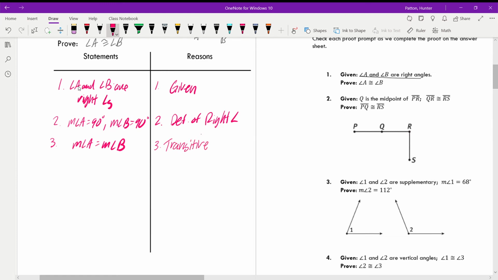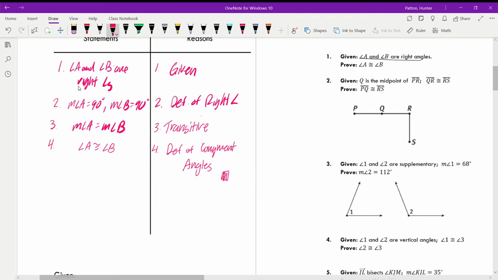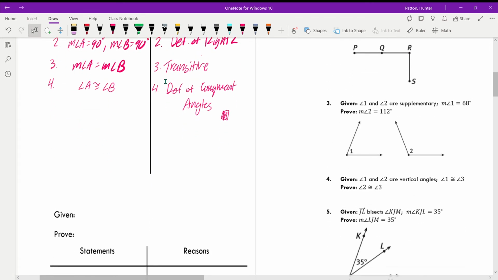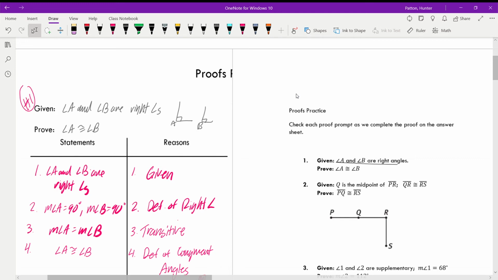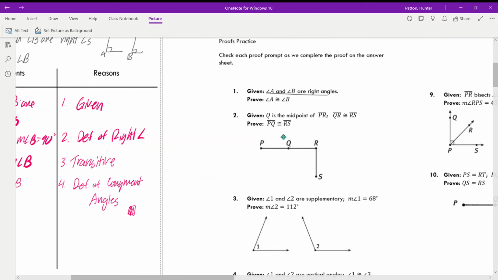Now, I'm not at my proof statement yet. I have one more step to say my two angles are congruent. If the two measures are equal, then the angles themselves are congruent by the definition of congruent angles. And that's it, we're done. I put these little dots at the end to show that we're done. Now, that wasn't too bad. This is number one. Let's do number two.